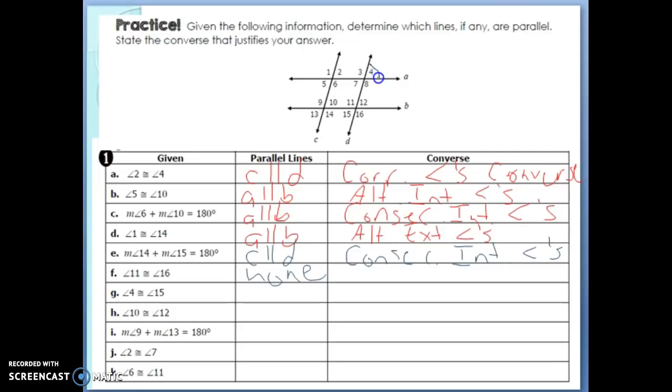Okay, angle 4 and angle 15. They share this line D. So angle 4 and angle 15 are opposites and pointing outwards. So that's our alternate exterior angles converse, which tells us the lines they don't share, A is parallel to B.